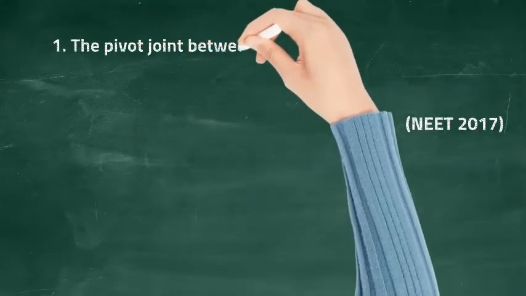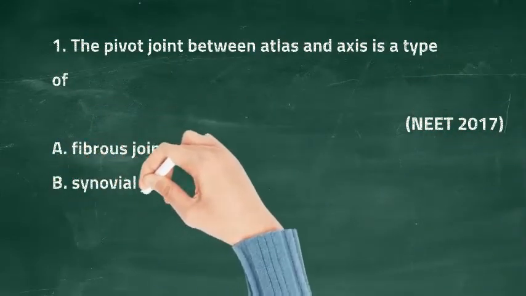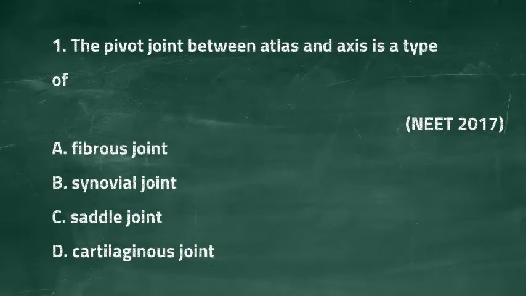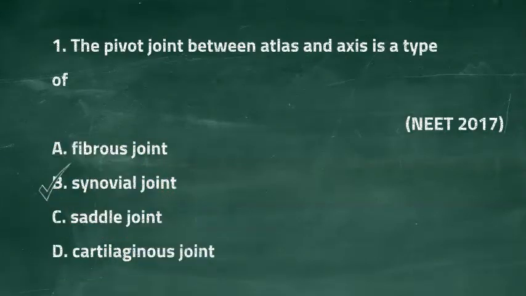Question first. The pivot joint between atlas and axis is the type of: option A is fibrous joint, option B is synovial joint, option C is saddle joint and option D is cartilaginous joint. The right answer is option B, synovial joint.